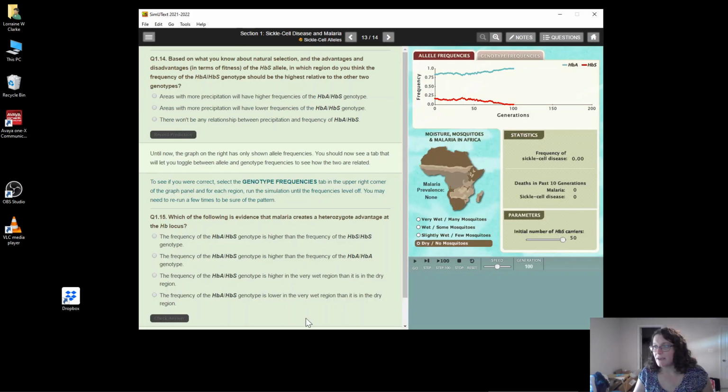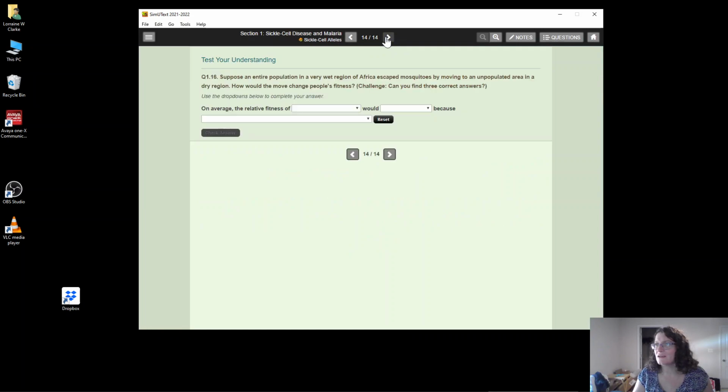So I'm going to skip ahead again, which is the following: evidence that malaria creates a heterozygous advantage at the HB locus. Now we have this piece that they're talking about. Read through them. You should be able to figure that out, okay? Again, these are questions that you can answer wrong and it doesn't matter. Just figure out why it's right or wrong, okay? Let's move up.